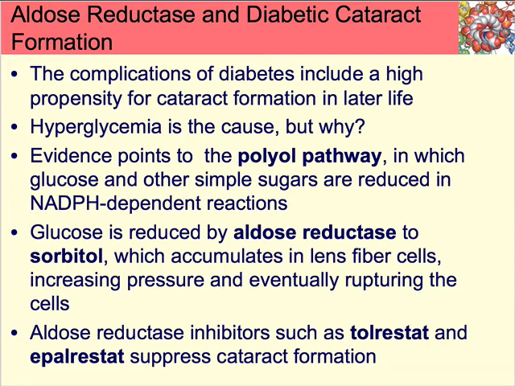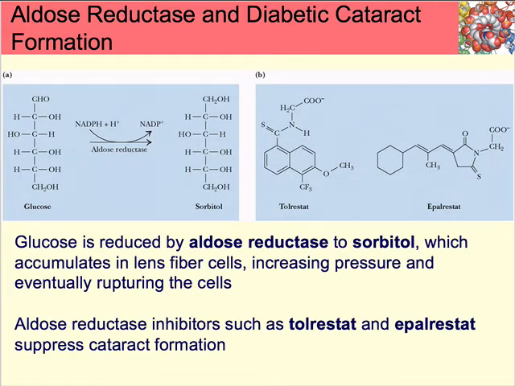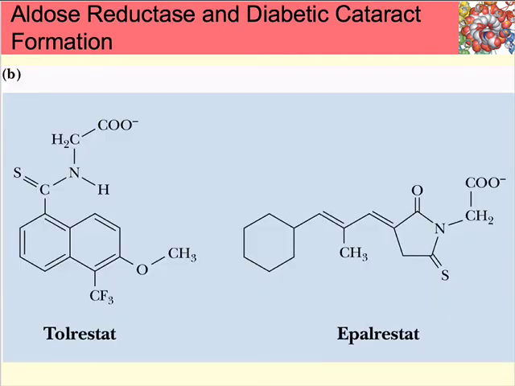Aldose reductase inhibitors such as tolrestat and epalrestat suppress cataract formation, and these are shown here. This is the aldose reductase reaction on the left that converts glucose to sorbitol, and here are the structures of tolrestat and epalrestat. You certainly don't need to memorize those structures. But as noted here, glucose is reduced by aldose reductase to sorbitol, which accumulates in lens fiber cells, increasing pressure and eventually rupturing the cells and causing cataracts. Tolrestat and epalrestat suppress this cataract formation. And that concludes Chapter 22. We'll see you in Chapter 23.